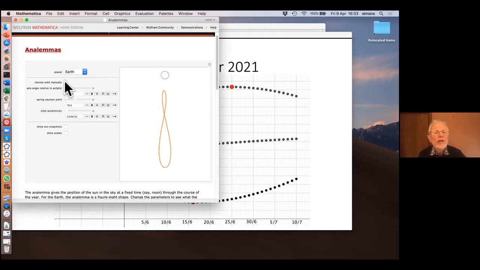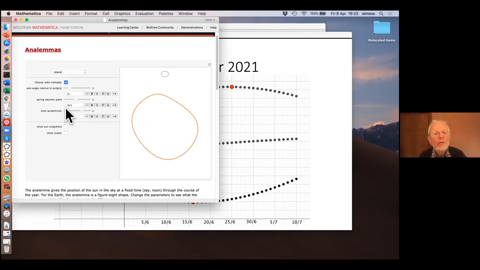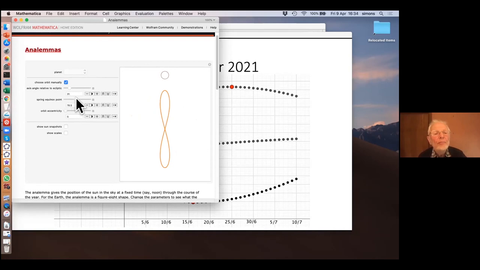Another thing you can do is play with the parameters and see what it does. So you can try adjusting the tilt of the axis. You get some quite exotic shapes. And the orbit eccentricity, woo, again, some really wobbly shapes. And you can adjust where the spring equinox is relative to perihelion, the phase of the two, if you like. That doesn't have quite so much effect. It doesn't have any effect if that's not, there we go.